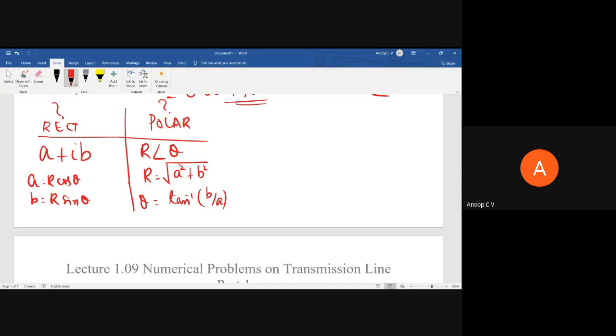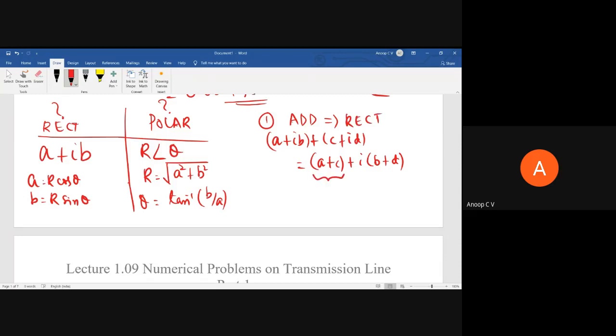If you have to add two complex numbers, that is a plus ib plus c plus id, instead of j, I'm using i, and I may use i and j interchangeably. In our problems we have used j. So this will be equal to a plus c plus i times b plus d. So to add, you should write in rectangular form. The result is the sum of real parts plus i times the sum of imaginary parts.